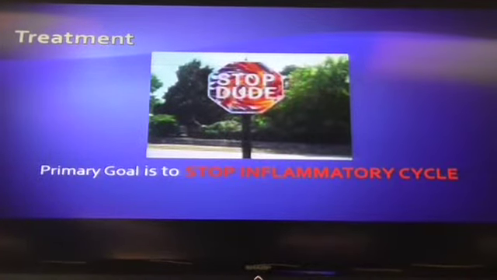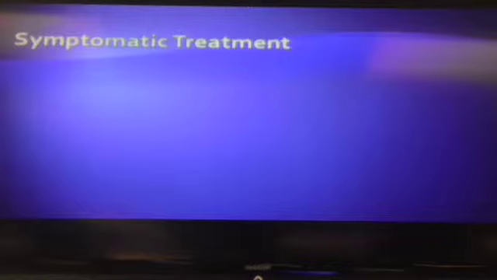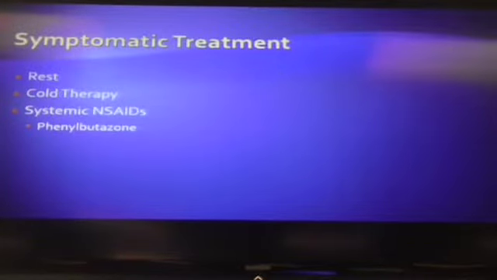So the primary goal is to stop the inflammatory cycle. Remember, it's the inflammation that makes it hurt, right? Symptomatic treatment. So symptomatic treatment, what do I mean by that? Like you have a horse that's lame, you don't use him very much, you just want to take him for a trail ride, but you want him to be comfortable for that day. Some of the stuff you can do is like phenothiazine, right? Does it change the course of the disease process? No, none of this stuff does.